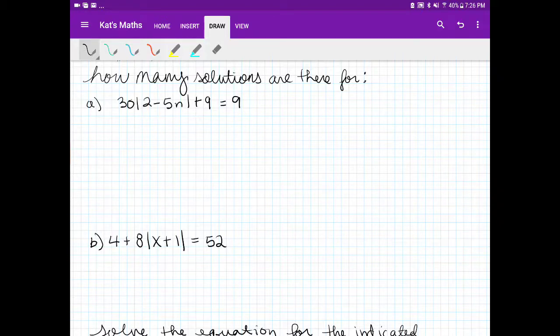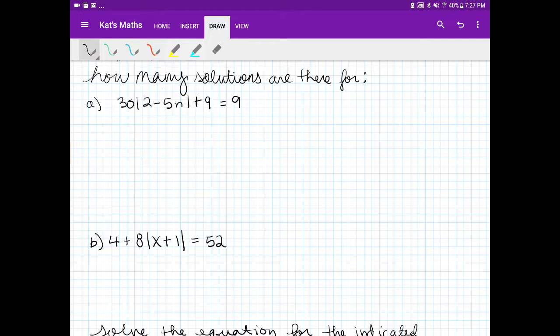This is the 6th CATS Maths, and today we're doing some absolute value problems, some inequalities, and solving for a variable with equations that have multiple variables. So first, we're going to work on how many solutions there are for 30 times the absolute value of 2 minus 5n plus 9 equals 9.